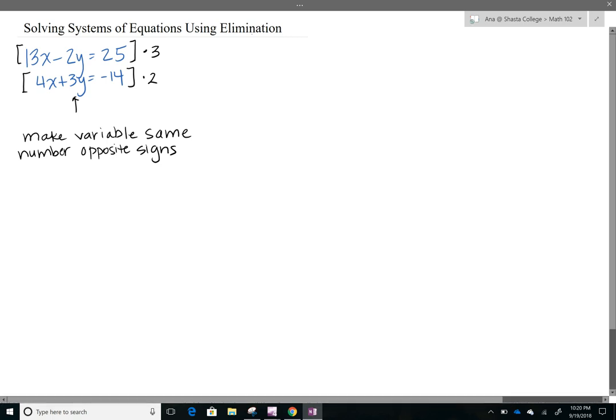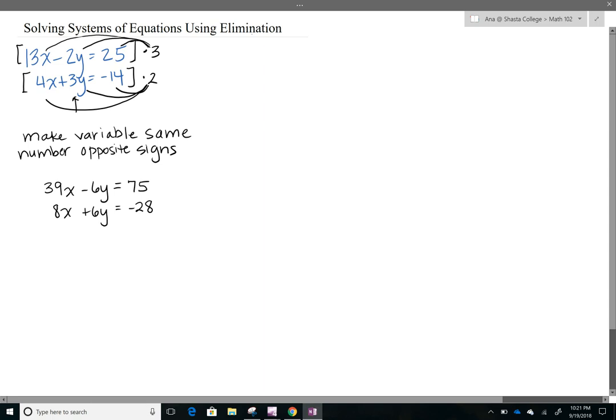I distribute the 3 to each term. 13x times 3 is 39x. Negative 2y times 3 is negative 6y. 25 times 3 is 75. Bottom equation, 4x times 2 is 8x. 3y times 2 is 6y. Negative 14 times 2 is negative 28.